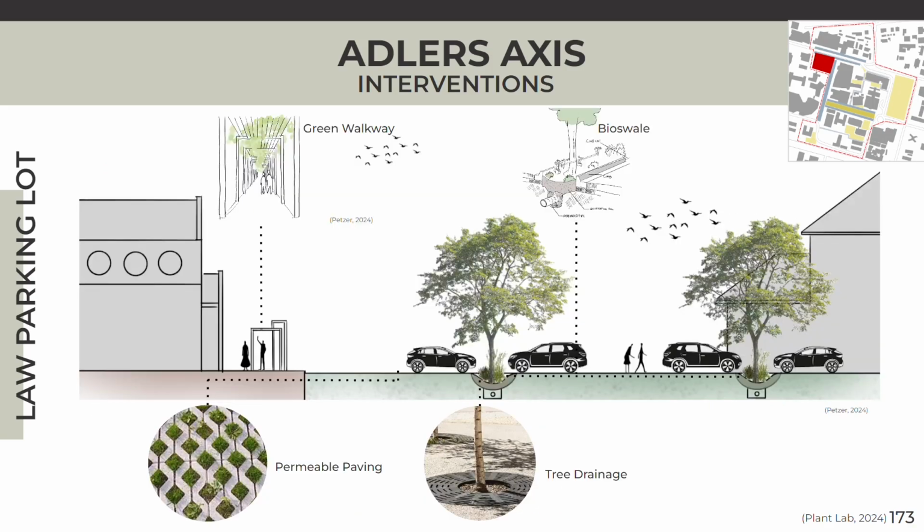This is a sectional elevation representing the various interventions that have been proposed for the law parking lot and where they are situated. This includes the permeable paving, tree drainage rings, bioswale, indigenous trees, and a vegetated pergola which will be implemented on the furthest end of the parking lot by the graduate center.